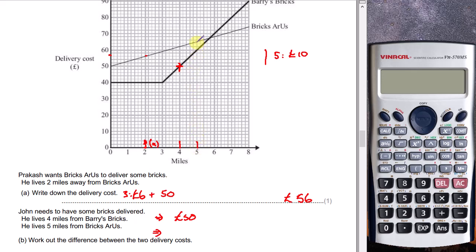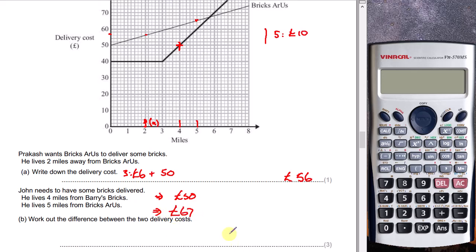reads up there, and it's 60 plus 1.5 a square, so that's 7. So that's £67. There's your first 2 marks, and then the last mark is the difference, which is £17.